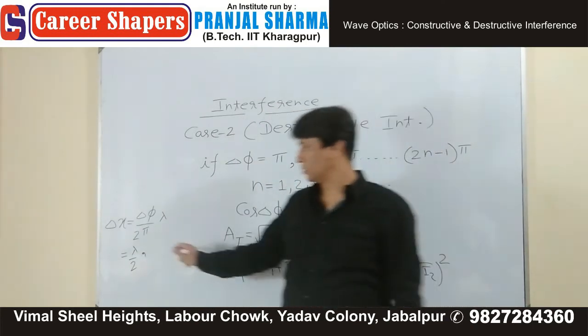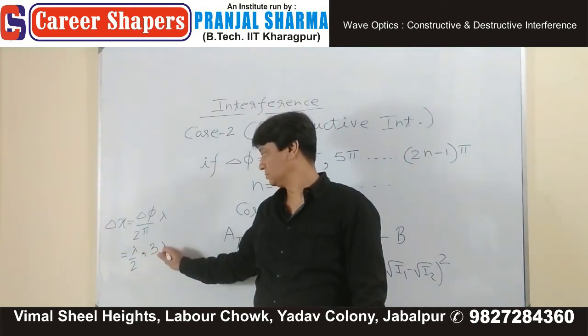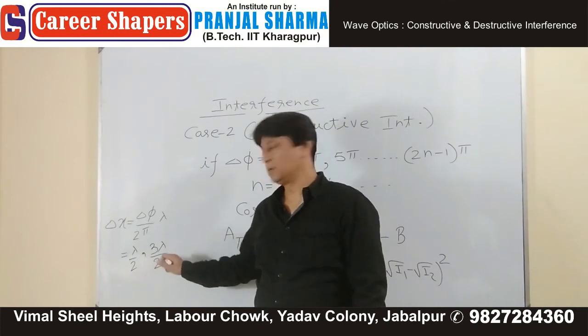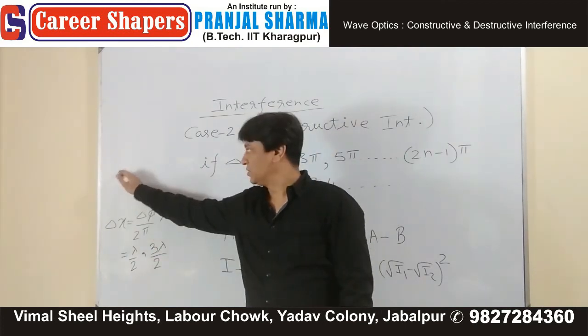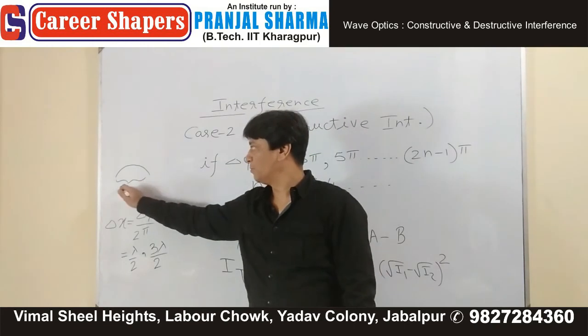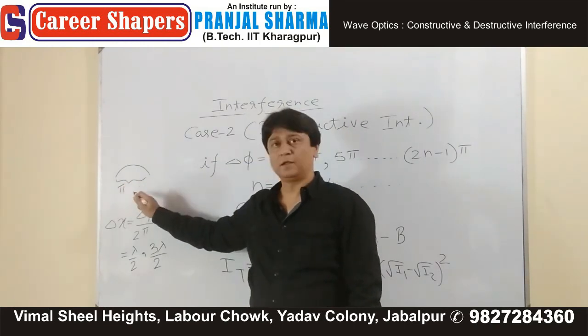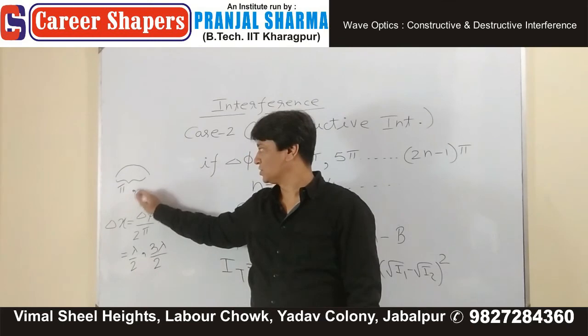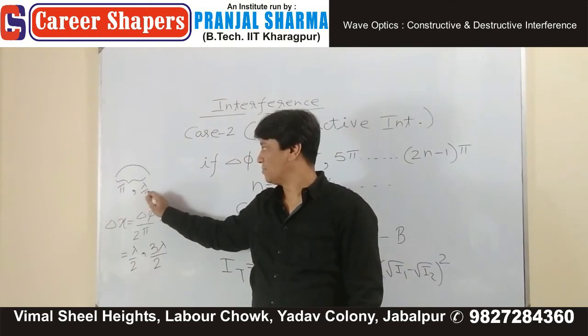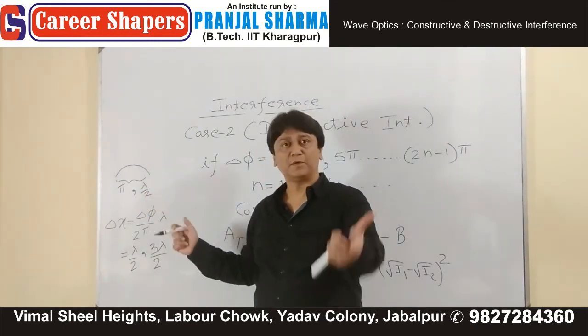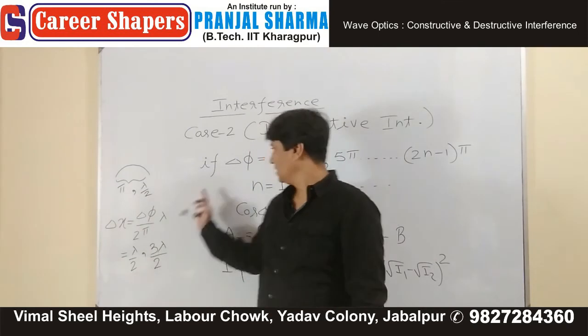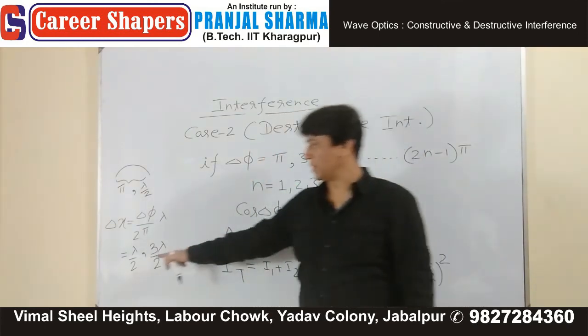3 pi, you get 3 lambda by 2. It's very easy. This much phase wise is what? Pi. Length wise is what? Lambda by 2. Remember this. So pi is lambda by 2.